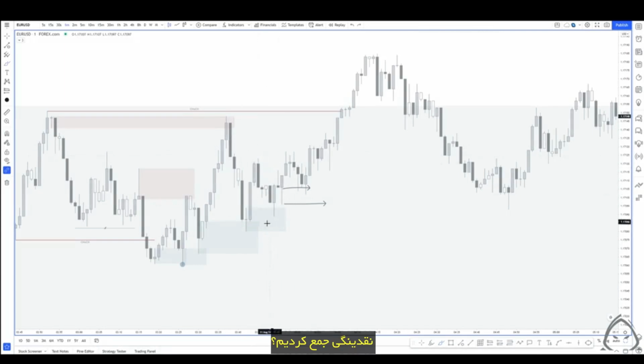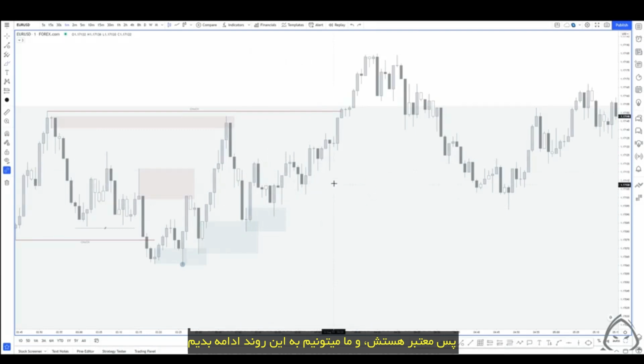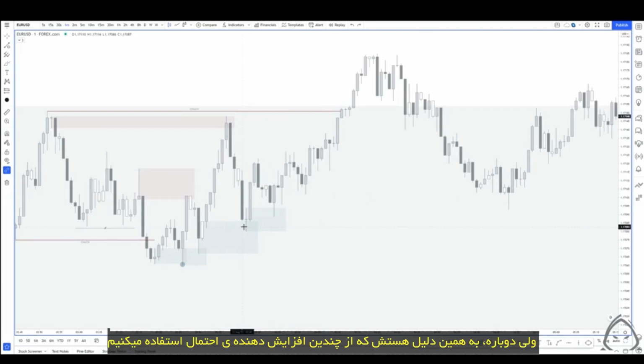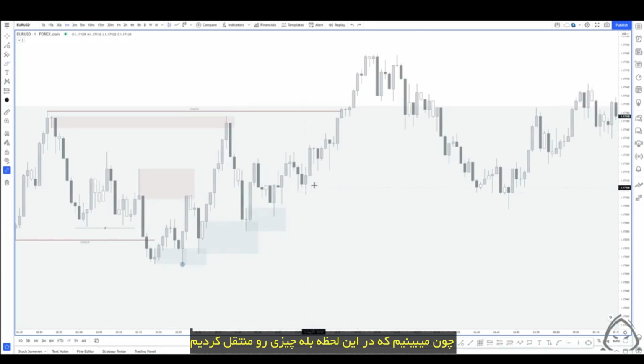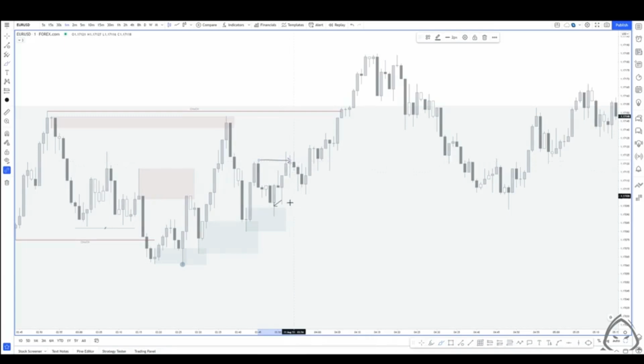Have we taken liquidity? No. Have we mitigated something? Yes, therefore it is valid, and we can continue that process. But again, this is why we stack our probabilities in our favor, because what we can see in this instance is, yes, we did mitigate something. Yes, we kind of broke structure. Does that sound like we should be taking a trade?